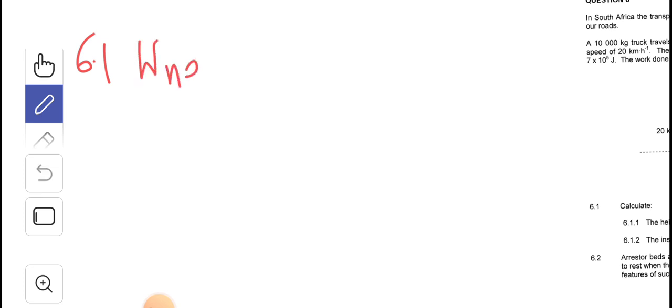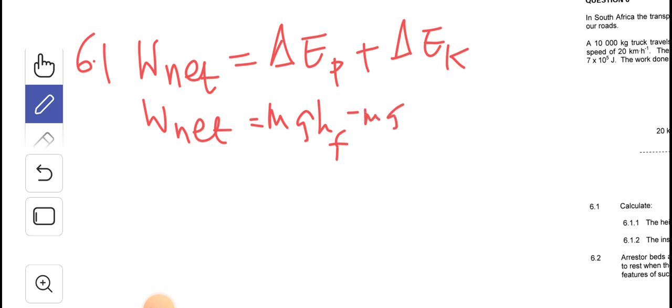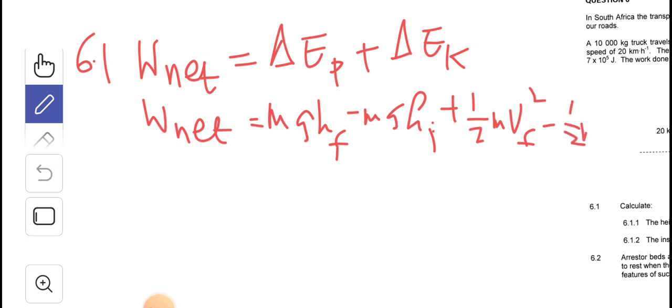So to do that, we need W net, which is the change in potential energy plus the change in the kinetic energy. Therefore, we have W net, where the change in potential energy is mgh final minus mgh initial, plus the change in the kinetic energy, which is half m v final squared minus half m v initial squared.